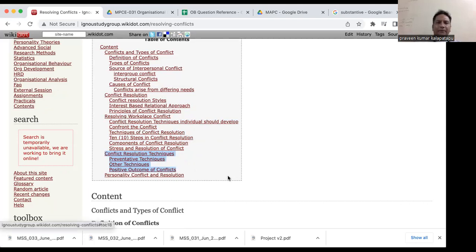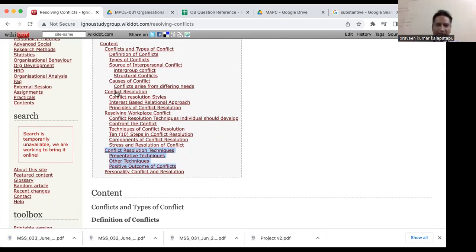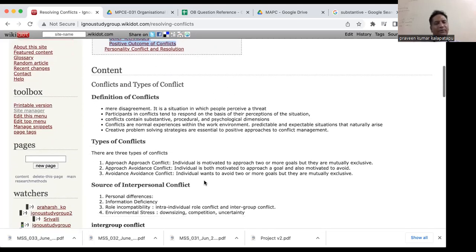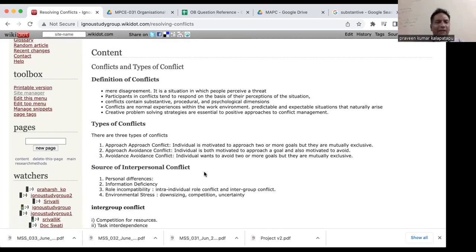So coming to this particular chapter, there is some kind of an overlap as far as the definitions are concerned, but I'll clarify as we go, right? I'll tell the example as well. So let's start with the definition first. The definition of conflict, I think this is the easy part.